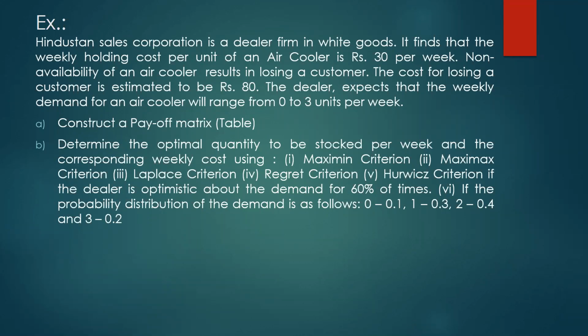Now, when I'm calculating the cost for a particular combination of strategy and demand, let us take the combination of S0 and N1, where S0 is to stock 0 units and N1 is a demand for 1 unit. The formula I've already given you is the number of customers lost multiplied by the cost of losing the customer.